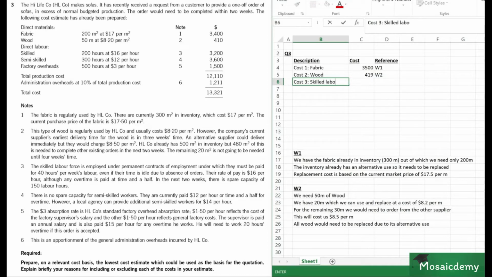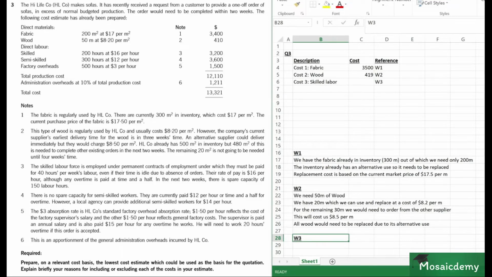Okay, next, let's move on to cost 3, and this seems to deal with skilled labor. So that seems to be a recurring theme. Usually you'll have the first few costs relating to different types of materials, then a cost for skilled labor, then for semi-skilled labor, and then for any other costs. Okay, so working 3, and let's put a label down below. Working 3.